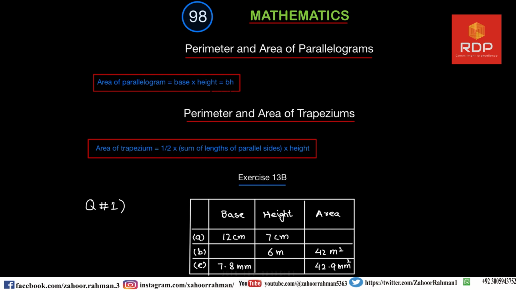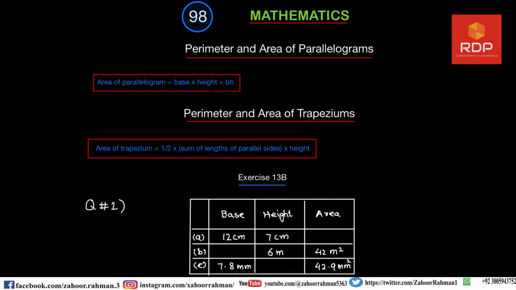The second one is perimeter and area of trapezium. Area of trapezium is equal to 1 over 2 into sum of the lengths of parallel sides into height. Dear learners, in today's lecture we will concentrate on the whole exercise, which is 13b. We have to deal with these two formulae. But in today's lecture we will only discuss area of parallelogram and area of trapezium.